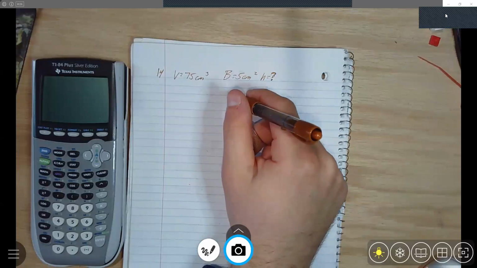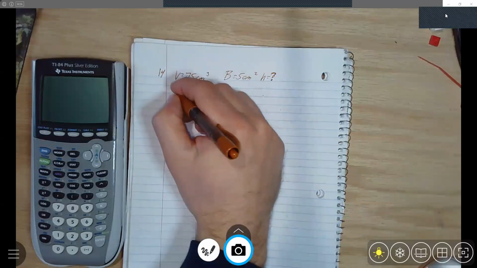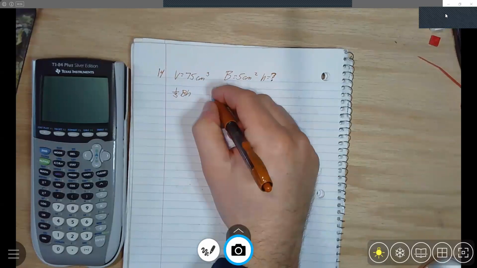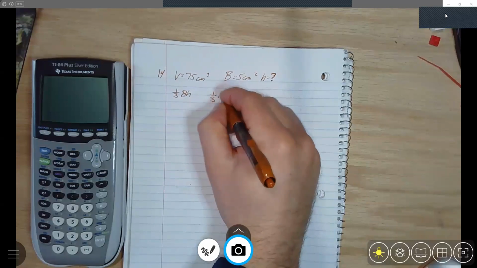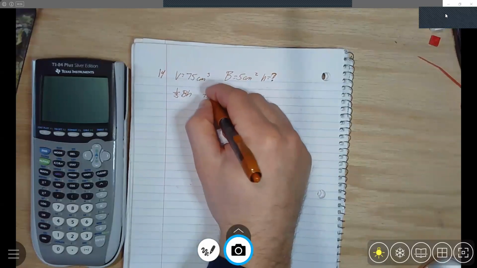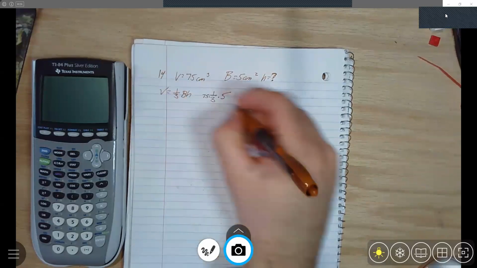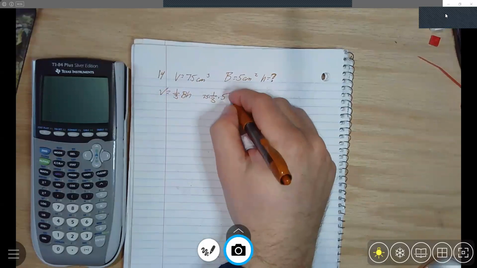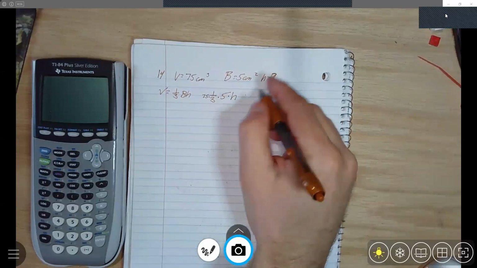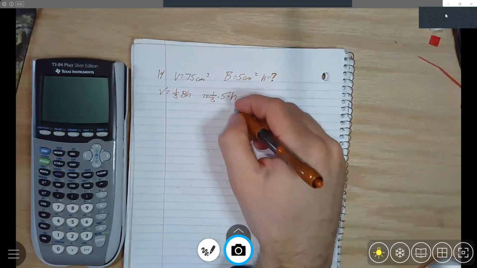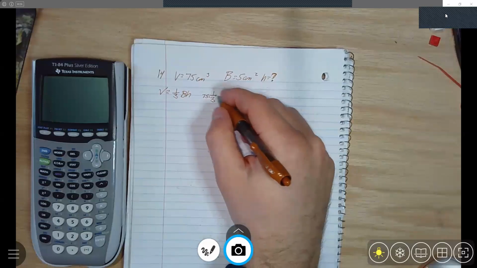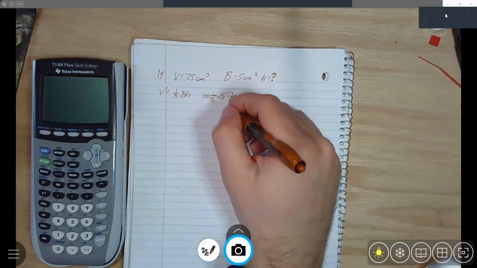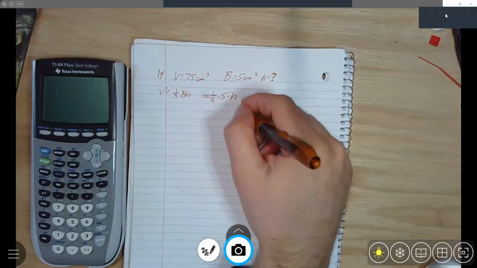So the volume formula for a pyramid is 1/3 area of the base times the height. We know the area of the base is 5, so we can put that in. We know the volume is 75. So 75 is 1/3 times 5 times h. We're trying to figure out what the height is. So 1/3 of 5 is 5/3, so you multiply both sides by the reciprocal, 3/5.